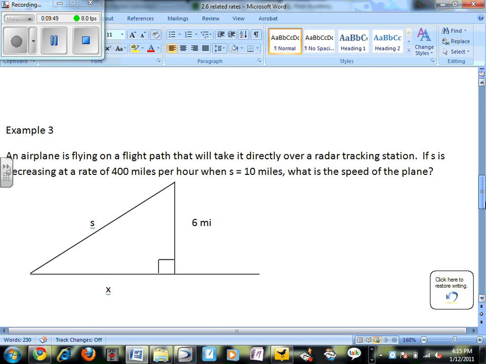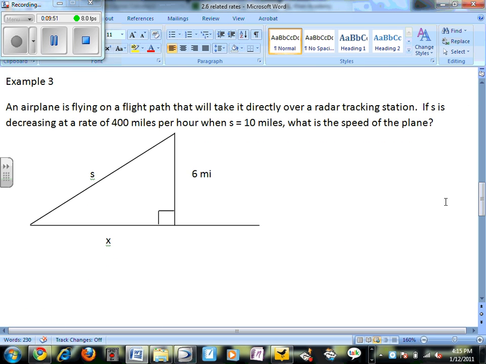Last problem here. It says an airplane is flying on a flight path that will take it directly over a radar tracking station. If s is decreasing at a rate of 400 miles per hour when s equals 10, what is the speed of the plane?